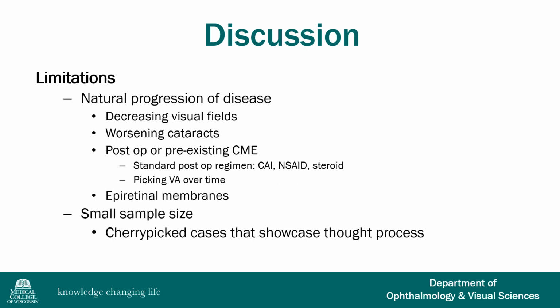Other limitations to consider include the natural progression of RP and the difficulty of tracking multiple dynamic factors such as decreasing fields, worsening cataracts, fluctuations in level of CME, and the development of epiretinal membranes. All of these factors confound the visual acuity data, which adds difficulty to clinical decision-making, but this reinforces the importance of having as much data as possible when formulating a plan for this unique population. Lastly, we have a small sample of cherry-picked cases that showcase our thought process.